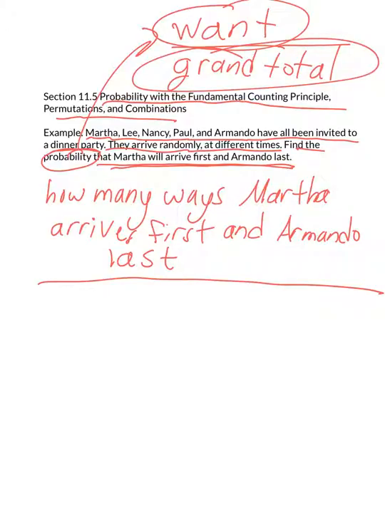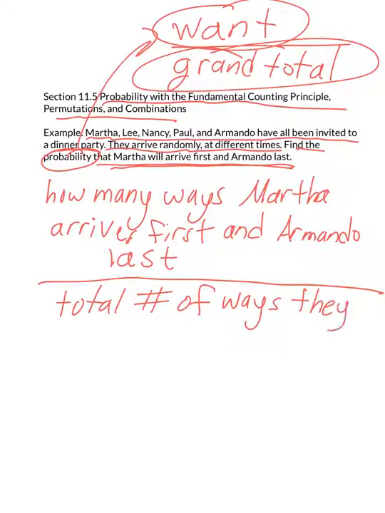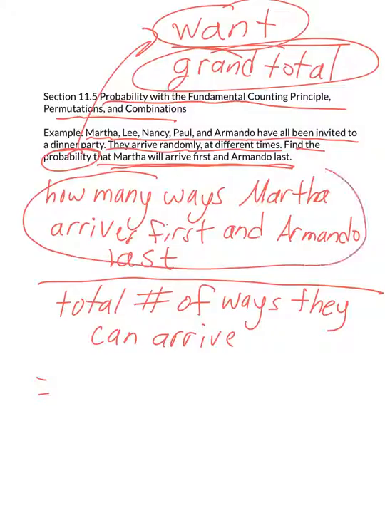So what are we generally talking about? We're talking about how many different ways these people can arrive to a dinner party. So just the total number of ways they can arrive to that dinner party. So equals, let's start by thinking about the numerator.